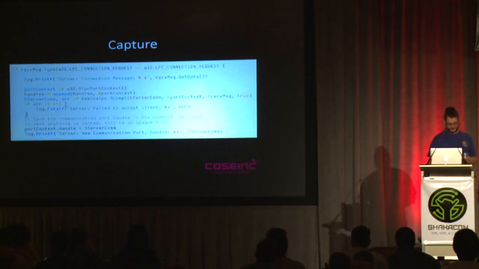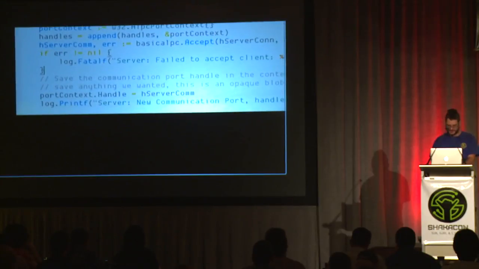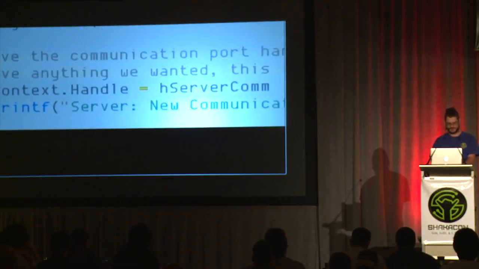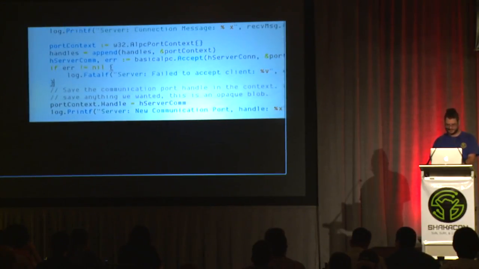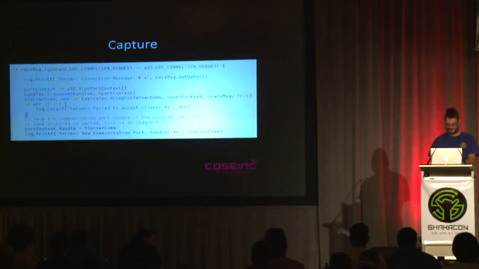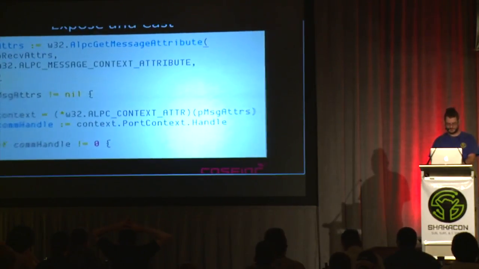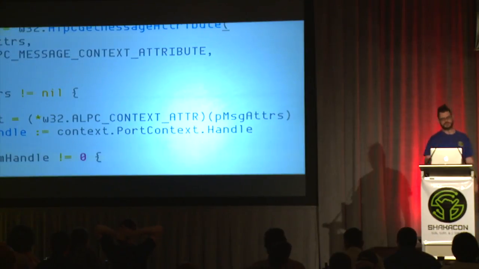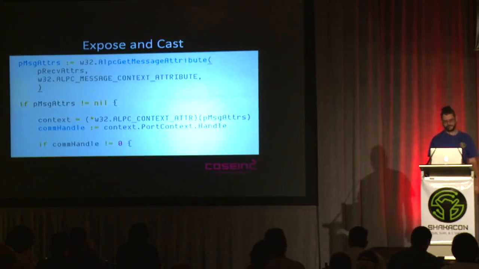So here I'm capturing a thing, and I've set up my own little struct where I've just got a handle member. As I accept, I'm accepting with this port context, which is a pointer to my little struct. Then in my receive loop on my server, I just do a pointer cast of a random blob of memory to be a context attribute. Apparently this is the way you're supposed to do it. It looks kind of dirty to me. And then suddenly you've got your handle back, so now I know where to respond.